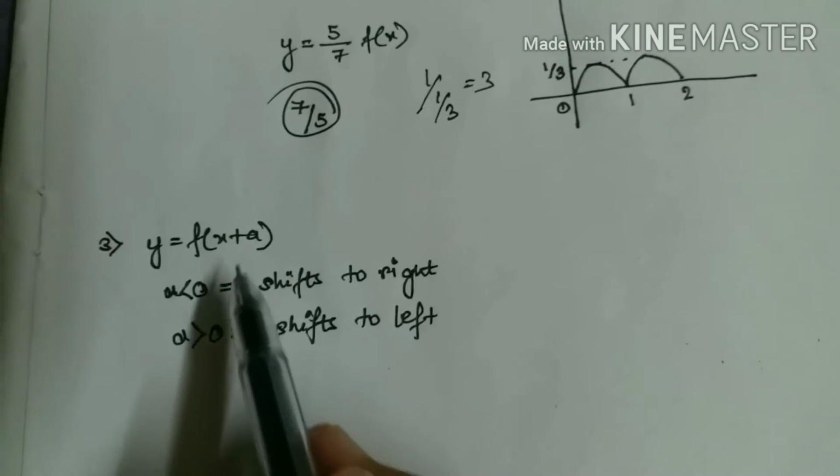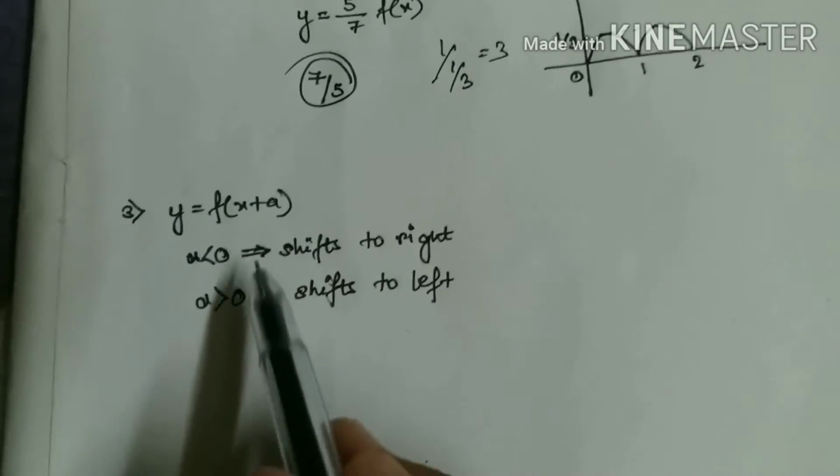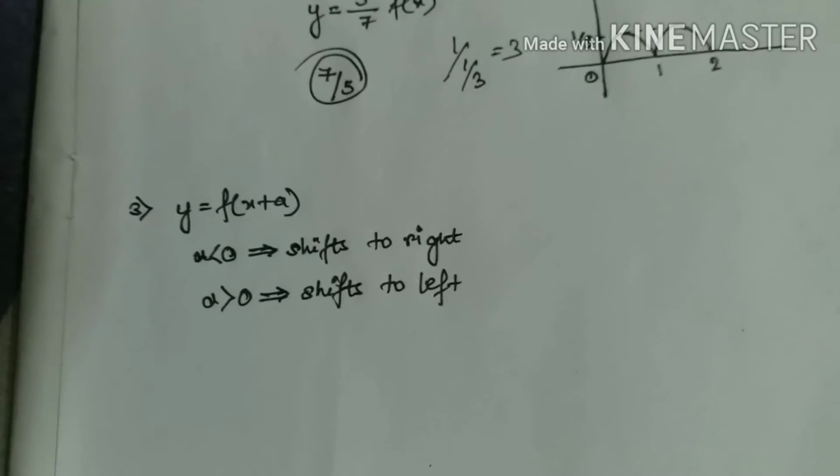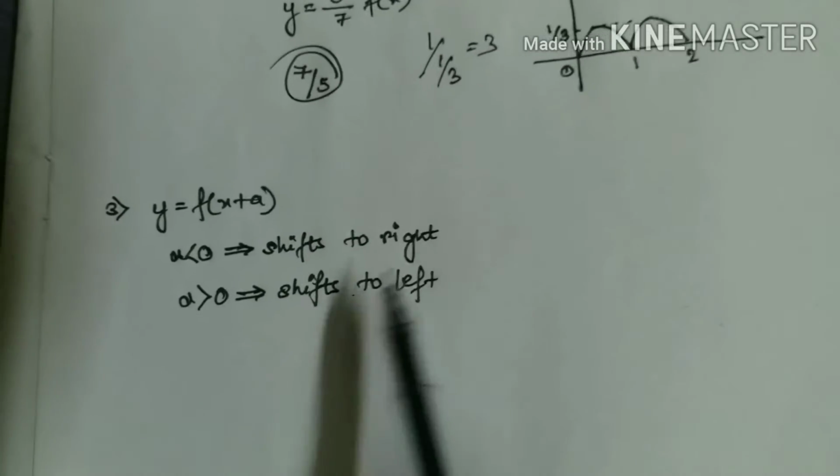Now for the third case, y is equal to f(x plus a). Remember these two things. If a is less than 0, then the graph will shift to its right. If a is greater than 0, then the graph will shift to its left.